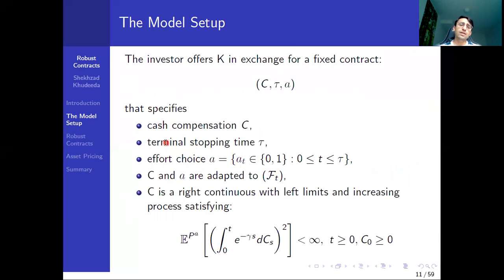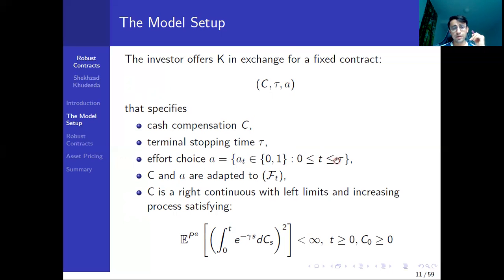So to get the project started, the investor or the principal offers an initial capital in exchange for a fixed contract, which we write as (C, tau, A). Our aim is now to solve for or find this contract, where C describes the compensation, tau is the terminal stopping time, and A is the effort choice or action.